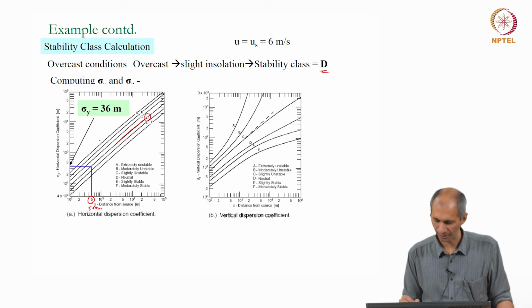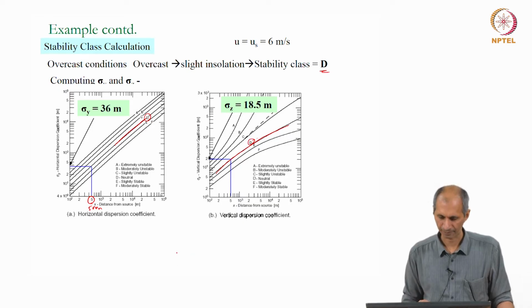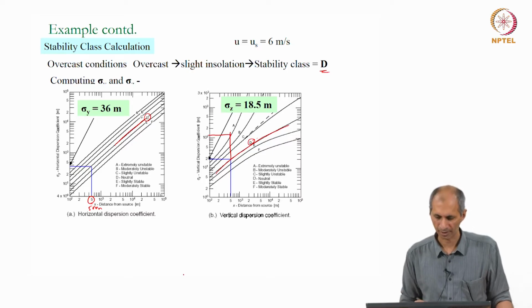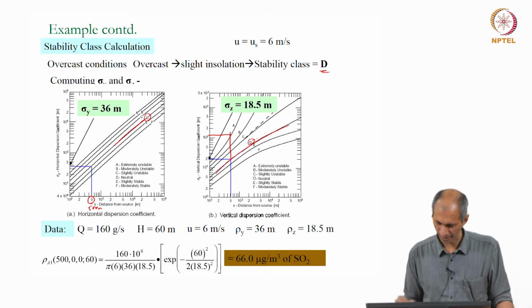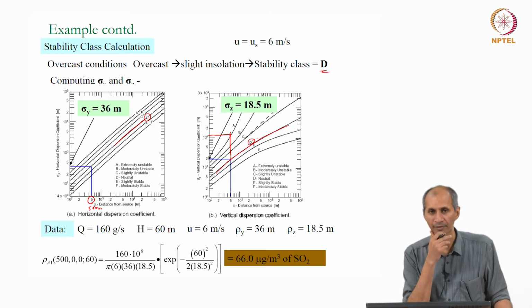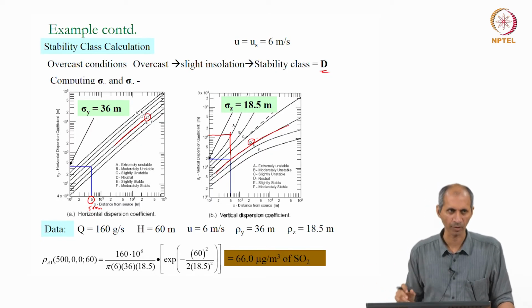Similarly, I do this for the sigma z also, at 500, I go to this line and I get the value of sigma z as 18.5. If the stability class were A, then my value of sigma y would be around 150 or 120 or something like that. So, I have all of this, I put it in there and I get a value of 66 micrograms per meter cube of SO2. This is the concentration at that point.